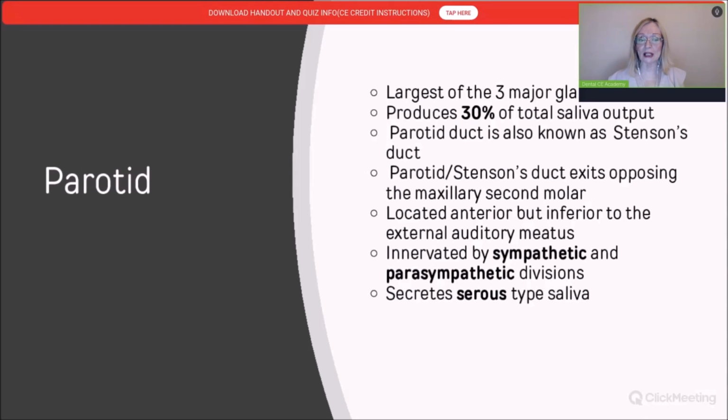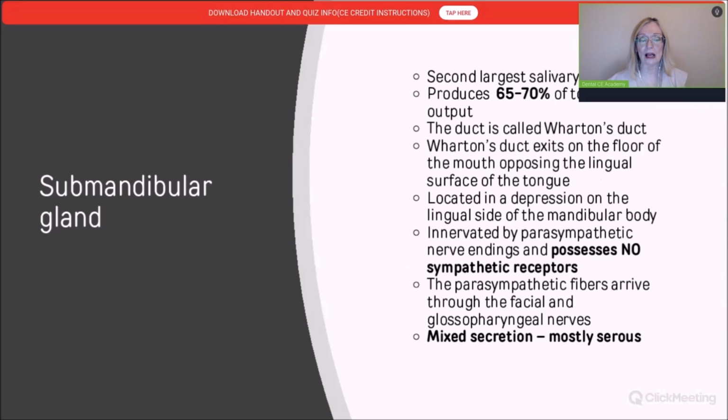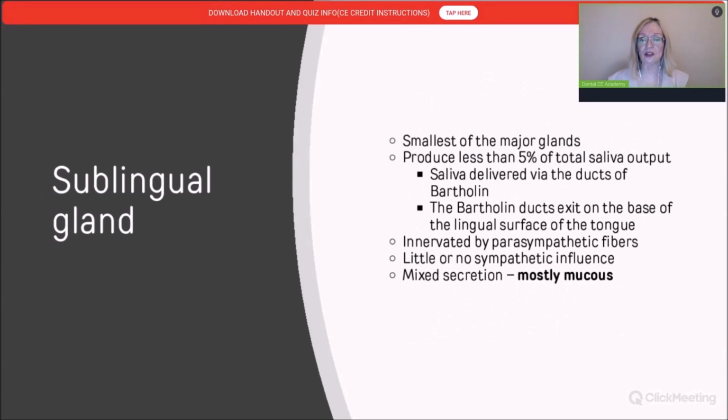So the parotid glands, let's break down the major glands. They're the larger of the three major glands, producing 30% of the total saliva output. We all know about Stenson's duct, and innervated by the sympathetic and parasympathetic divisions, and it secretes a serous-type saliva. The submandibular gland is the second largest major gland, producing 65 to 70% of total saliva output. We all heard of Wharton's duct. It is innervated by parasympathetic nerve endings, possesses no sympathetic receptors, and it is a mixed secretion, mostly serous.